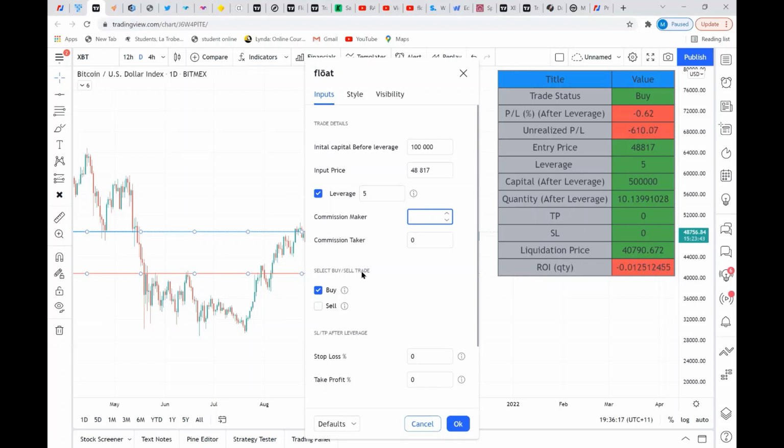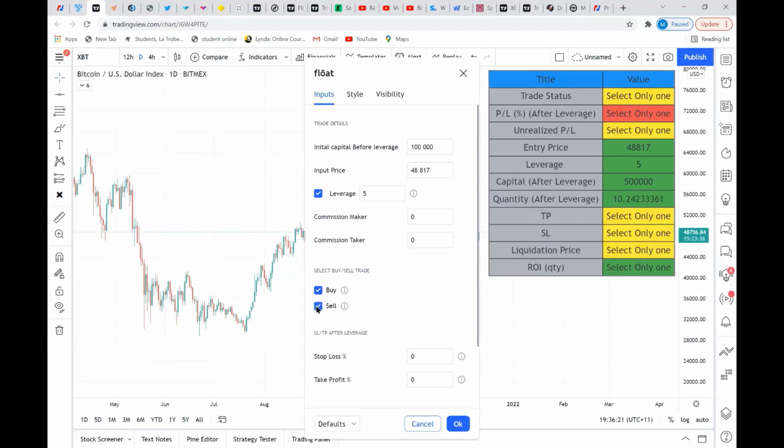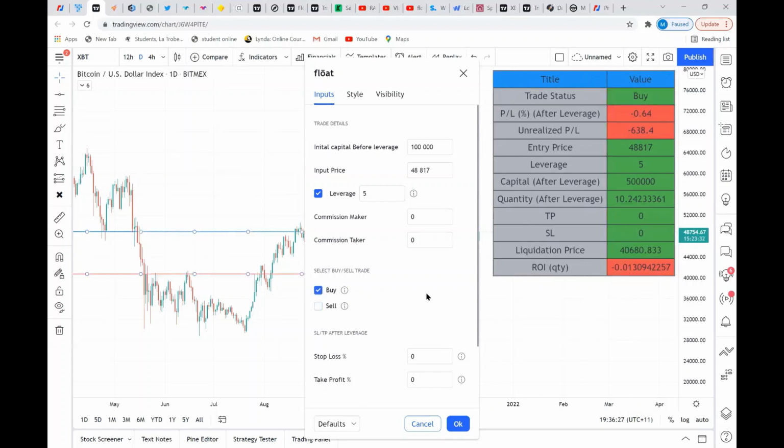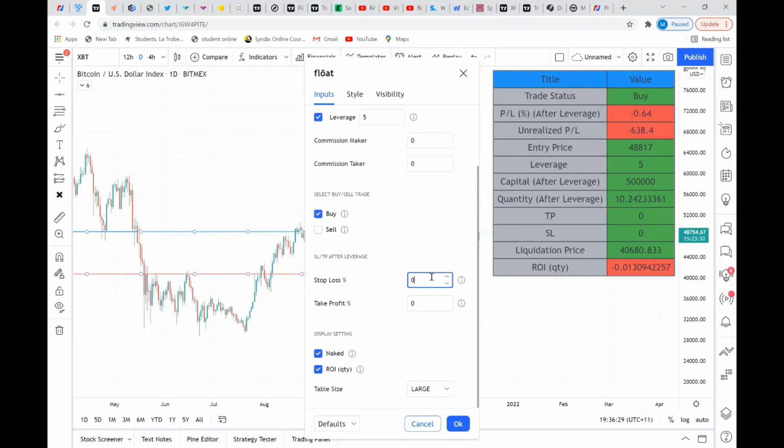This is select buy or sell trade. Buy is the same as a long, sell is the same as a short. So you can see when I flip this, it'll change it to sell here. That's shorting the market. That's longing the market. Stop loss. Let's say I want to apply a 10% stop loss. Remember, that's 10% after leverage has been applied.